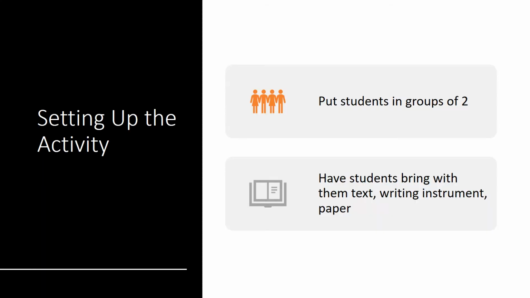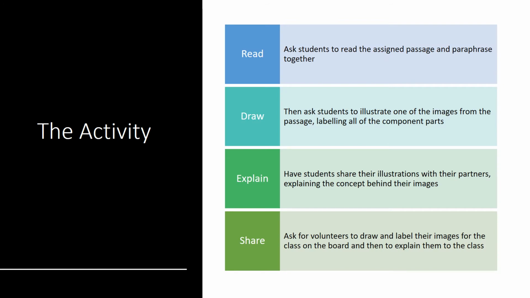As we move into the activity itself, I put students in groups of two, and I have them bring with them a paper copy of the text, something to write with, and a piece of paper. Once they're in their groups, I ask them to read the assigned passage and together paraphrase it, putting it in simple, basic language. Then I ask them to pick an image from the passage to illustrate, to draw on their paper, and to label all of the parts.